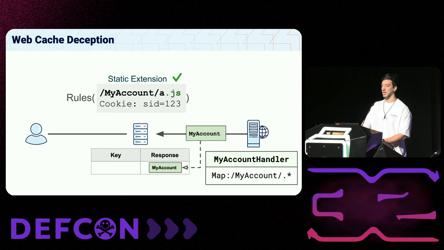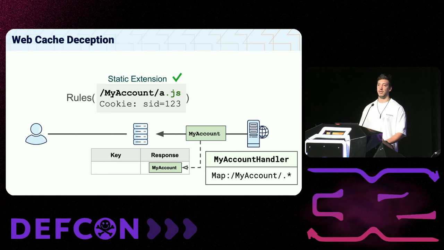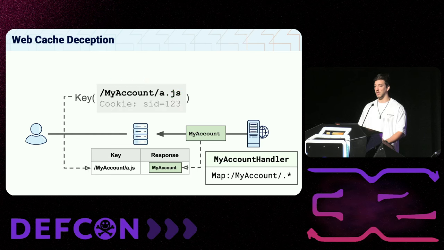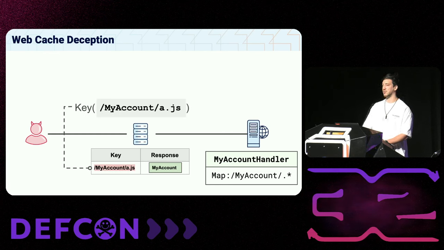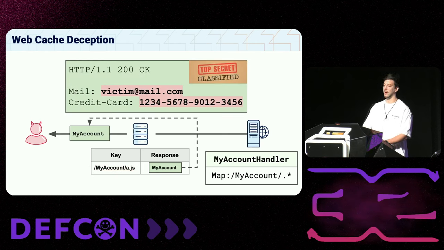Now when the cache proxy evaluates the path, it doesn't know anything about this mapping. So it will think that the last part is not a parameter, it's part of the path. Therefore, it will think that it has a static extension, in this case .js, and so it will store this response containing all the secret information. Now the attacker can send the same request, and as the cookies are not important, the only important thing is getting the same path, the cache proxy is going to match it with the key it already calculated in the first place, and it will retrieve the victim's response containing all the secret information.